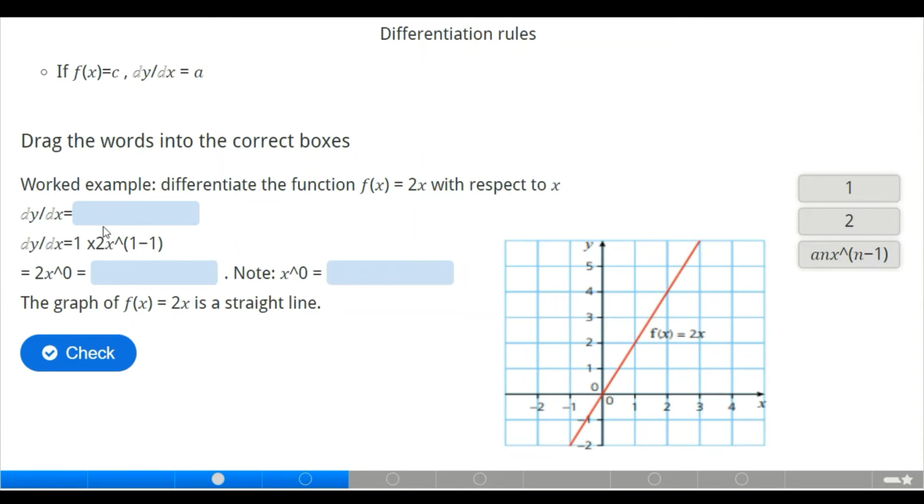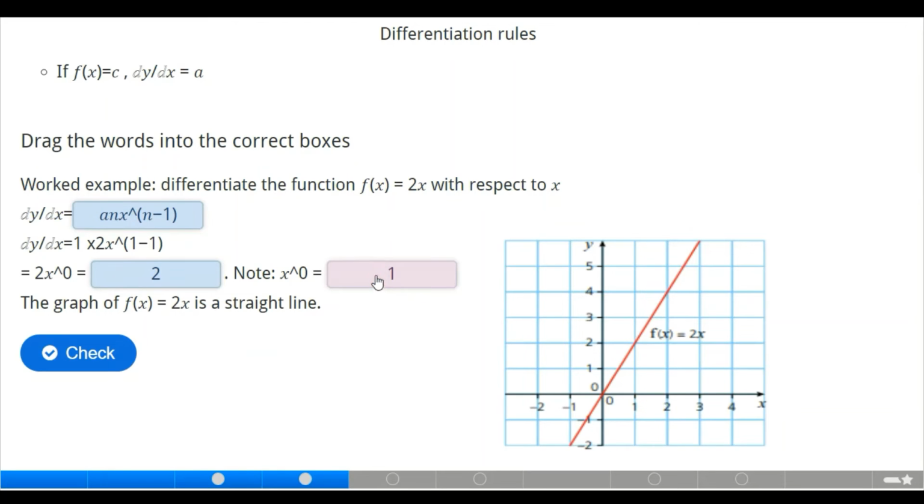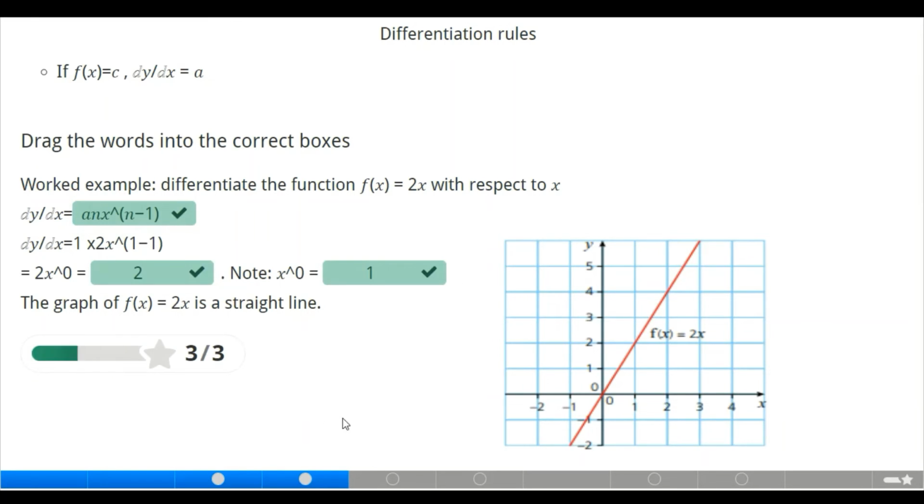Okay, what's the formula for differentiation? That is a x raised to the power n minus 1. 1 times 2 is 2, right? x raised to power what? 0. So if you have that, it is going to give us what? 2. Because n raised to the power 0 is what? n raised to the power 0 is 1. Okay, and that gives us the solution to that problem.